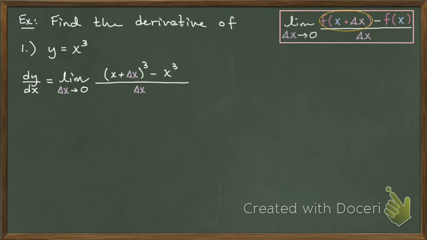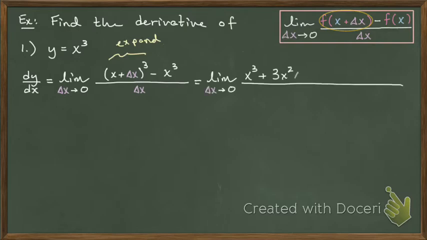So I go through kind of my limit techniques. I can actually just expand this cubic, right? I can expand and FOIL that 3 times, okay? I'm going to do it rather quickly here. This is then the limit as delta x goes to 0. That's going to give me x cubed plus 3x squared delta x plus 3x times delta x squared plus delta x cubed, right? That's what happens when I cube x plus delta x. So all that's left then is my minus f of x, my minus x cubed, and all divided by delta x. Right? So this was a relatively straightforward one.